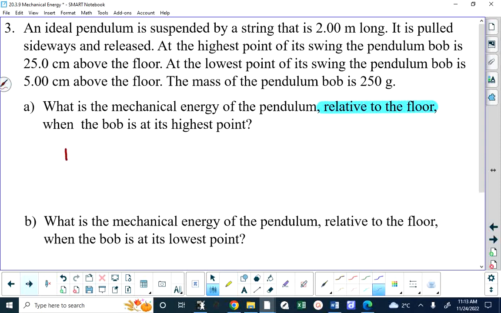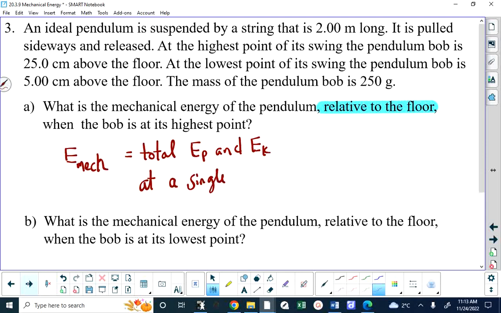Mechanical energy is the total EP and EK at a single place. This pendulum is raised to a height of 25 centimeters above the floor. I'm not going to stoop down. Let's just imagine this is 25 centimeters above the floor. And it's going to be released from that point.